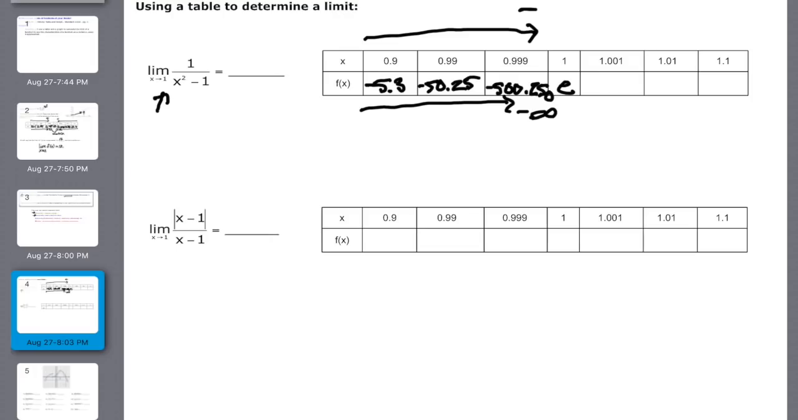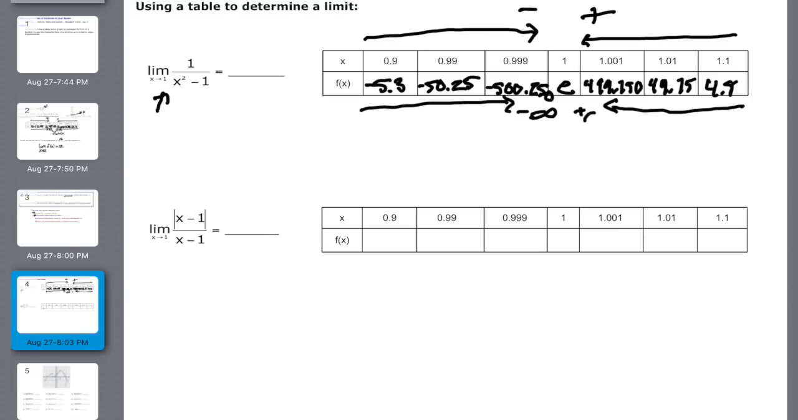Okay, now let's look at the other side of 1. If I take 1.1 and plug it in, I'm going to get 4.8. If I take 1.01, I'm going to get 49.75. Now, that's kind of the same thing as the other side. So I want to see what happens when I put 1.001. 499.75. Sorry, my chicken scratch right there. So as I approach from this side, the positive side, my y values are approaching positive infinity.